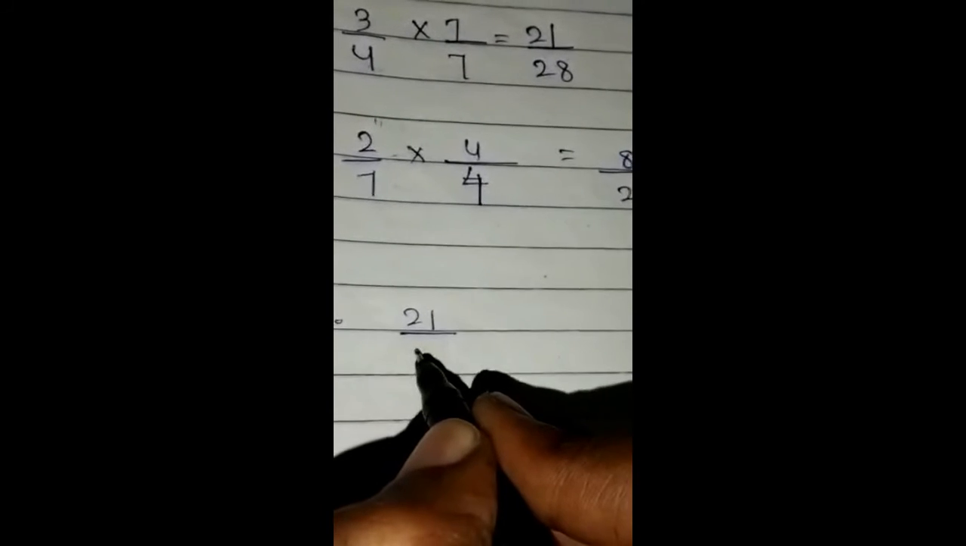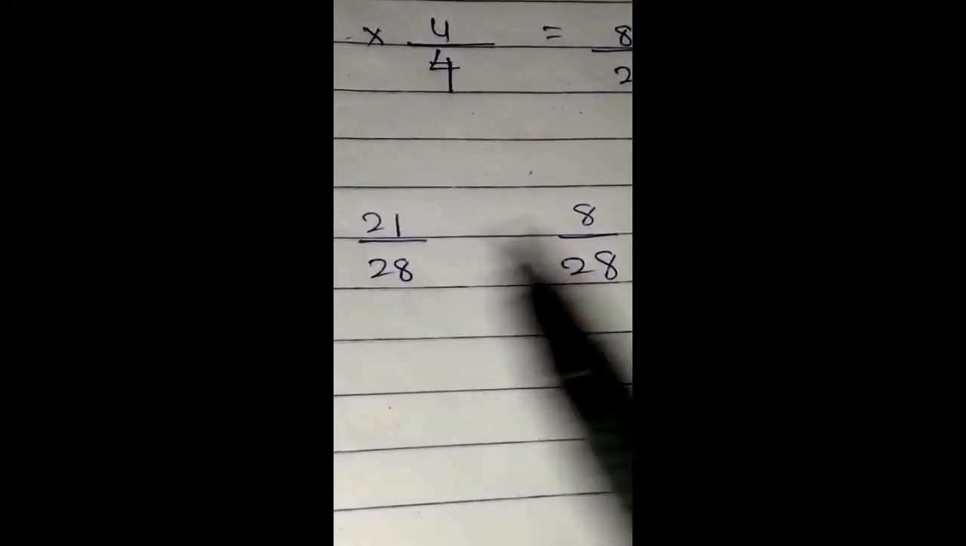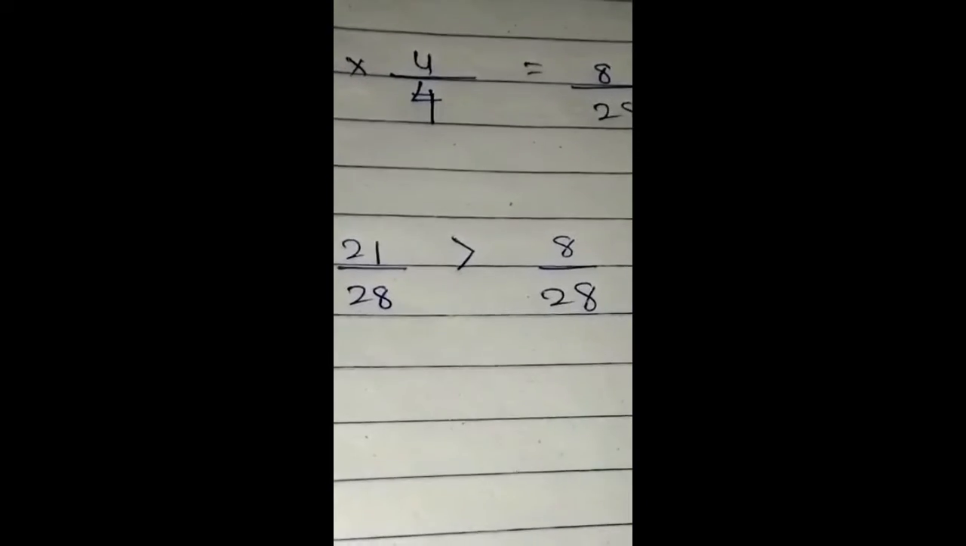So students, these are the fractions we write. The first fraction is 21/28 and the second fraction is 8/28. You can see the denominators are the same, so we can identify which one is greater. Which numerator is greater? 21. So 21/28 is greater than 8/28. It means 3/4 is greater than 2/7.